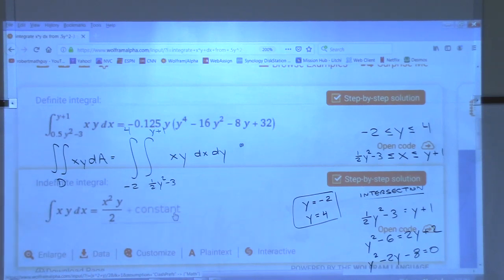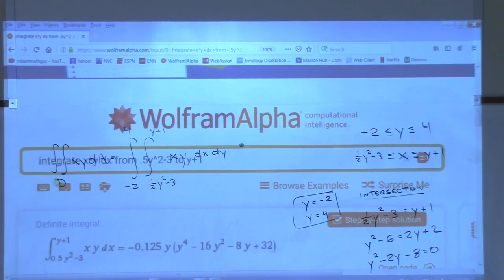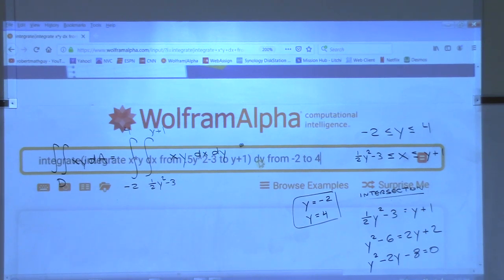So let's see if I can wrap that with another integral. So I'm going to put this in parentheses. Okay, and I'm going to integrate that with respect to what? dy, right? From -2 to 4. You think it can do all this? Ooh, look at that.